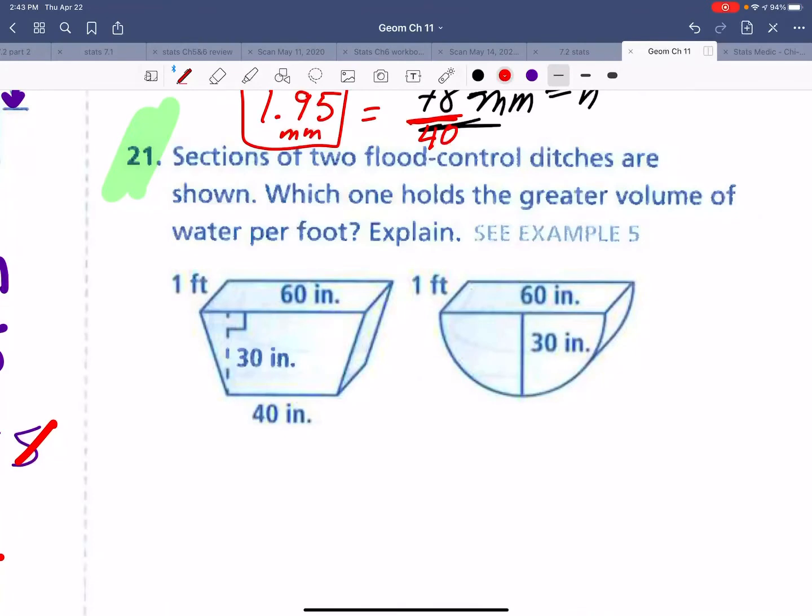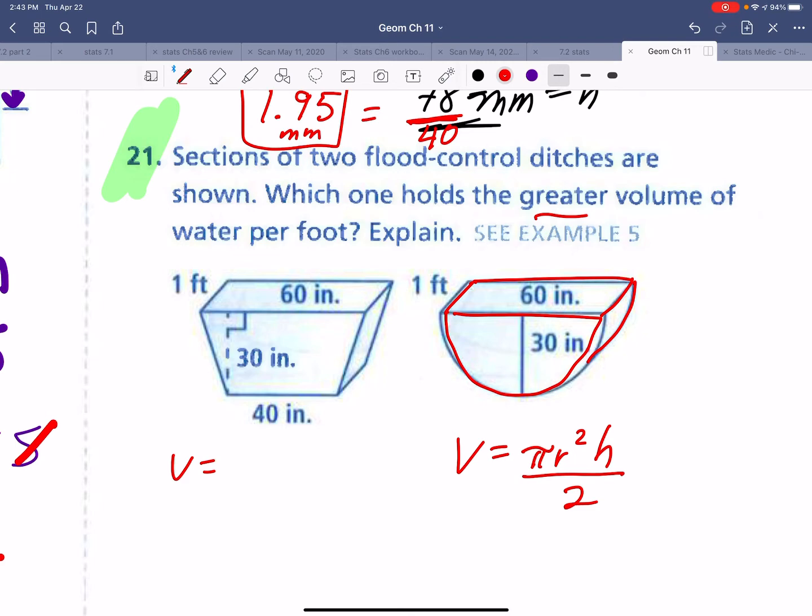Sections of 2 flooded control ditches are shown. Which one holds a greater volume? Okay, so the volume. This is a cylinder cut in half, right? So let's do the cylinder first. The volume of the cylinder, but then we're going to cut it in half. So our cylinder has a radius. It looks like our radius is 30. And how high did we stack those circles? See how the circles are stacked this way? It looks like we stacked it 1 foot. I want everything in one dimension, so I'm going to make that 12 inches.